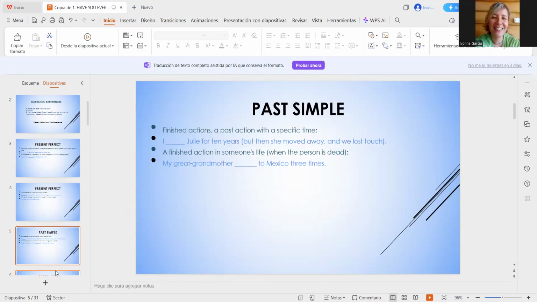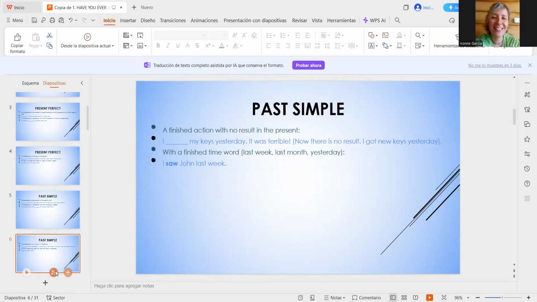You see the difference? Bueno, yo creo que acá sí empezamos a ver diferencias, a entenderlas. A finished action with no result in the present. So I lost my keys yesterday. It was terrible. Now there is no result. I got new keys yesterday.